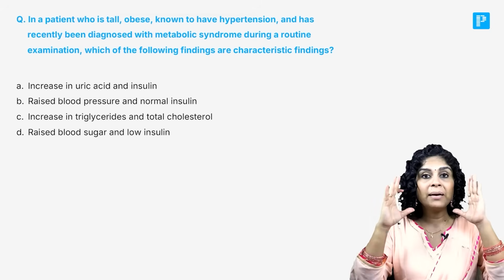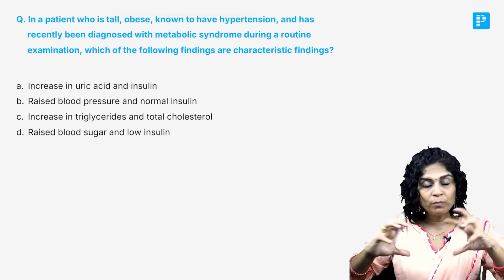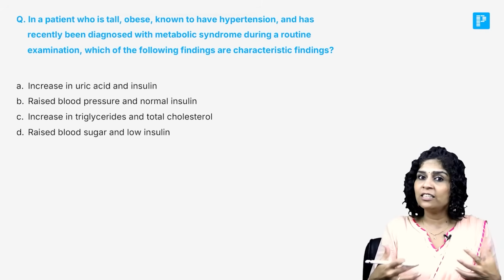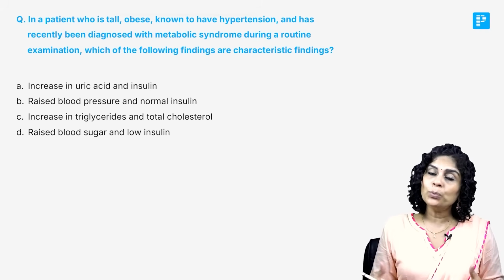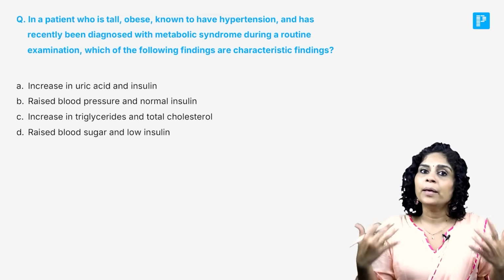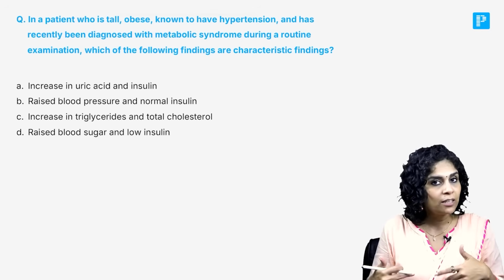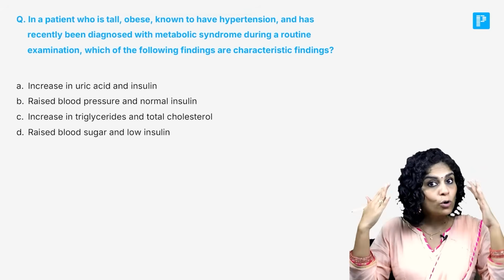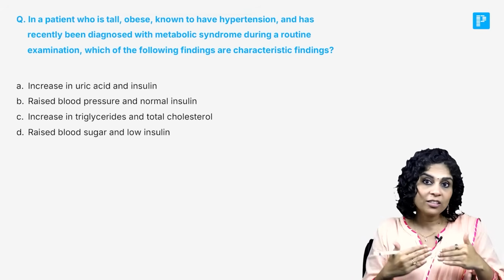So just remember, metabolic syndrome is a syndrome which represents insulin resistance. It is all about central obesity. They present with hypertension, right? The abdominal circumference is high. They present with hypertension. They present with low HDL. They present with high triglyceride. Have all these in mind and then read all these choices.